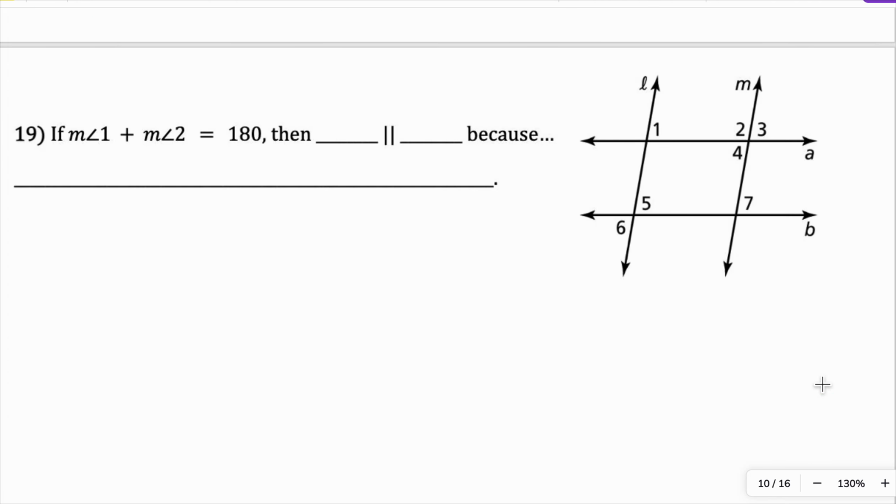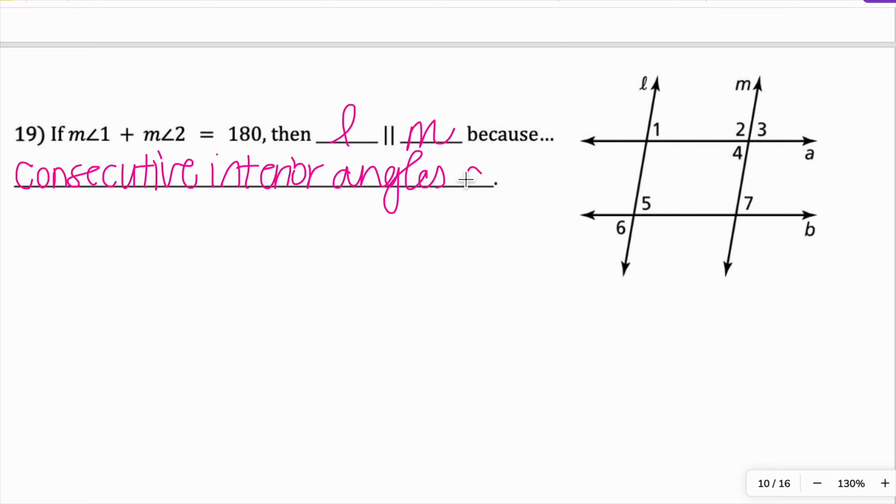Number 19, if the measure of angle 1 plus the measure of angle 2 is equal to 180, then what is parallel to what? And then state your reasoning as to why. If angle 1 plus angle 2 is equal to 180, then line L can be parallel to line M because of the consecutive interior angles converse.